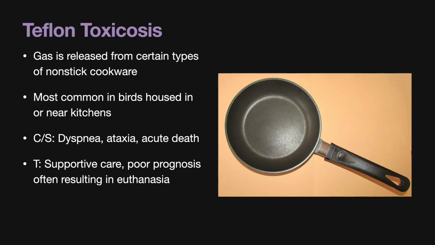Next, we have 3 common toxicoses. First up, we have Teflon. Teflon and other types of non-stick pots and pans release a gas when they are heated that is toxic to birds. This type of toxicosis is most common in birds that are housed in or near kitchens. Clinical signs include dyspnea, ataxia, and acute death. Treatment is primarily supportive care. However, this condition has a poor prognosis and typically results in euthanasia.